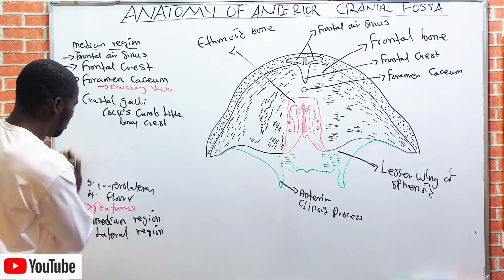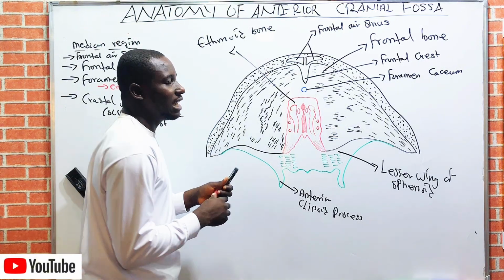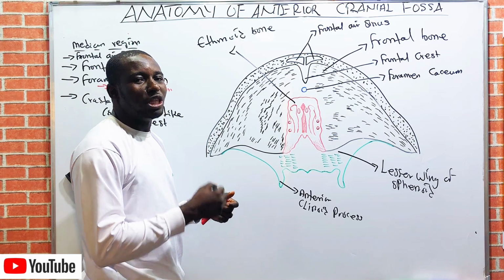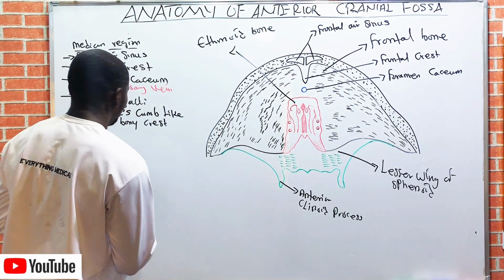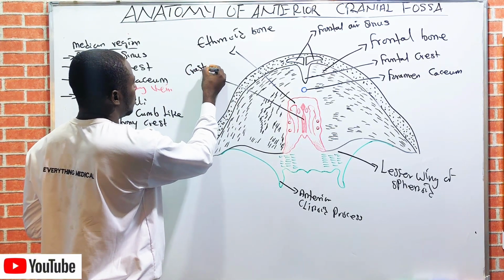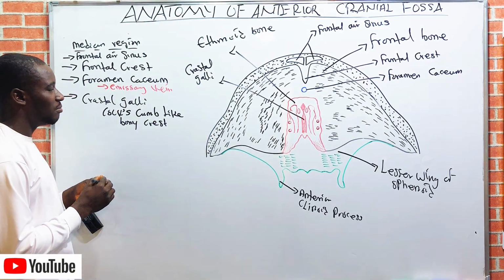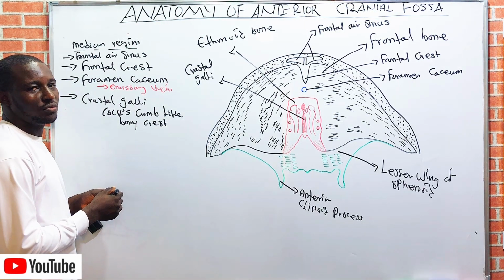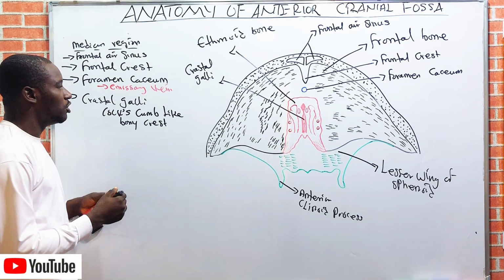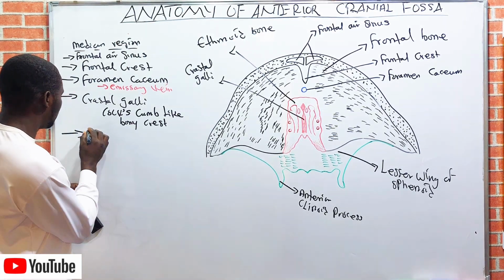Okay. On both sides of the crista galli is the cribriform plate of the ethmoid bone. Here is the crista galli. The crista galli is a cock's comb-like bony crest that is found in the middle of the cribriform plate of the ethmoid bone. So our next bony feature is the cribriform plate of the ethmoid bone.